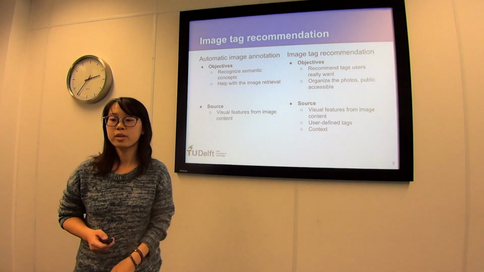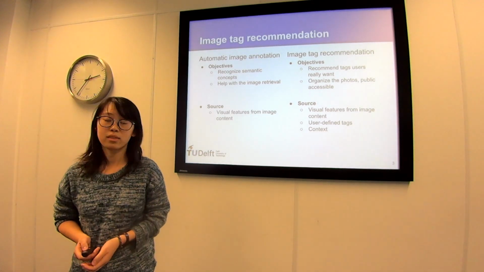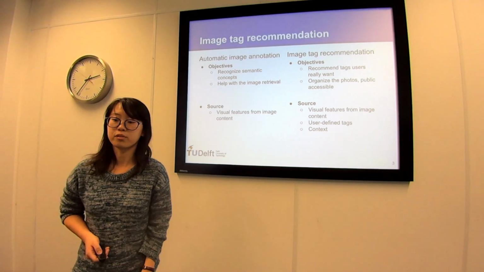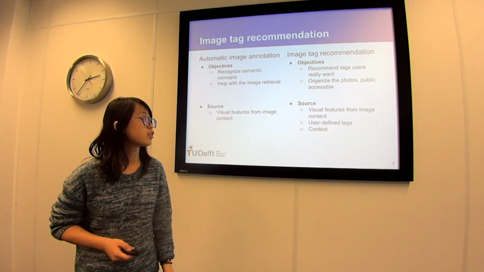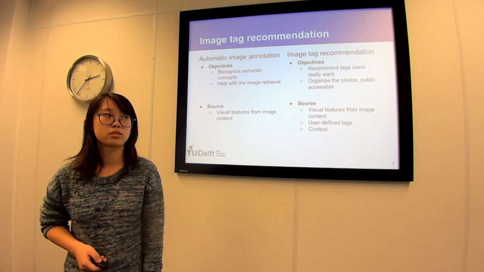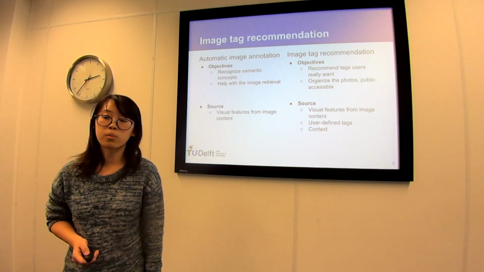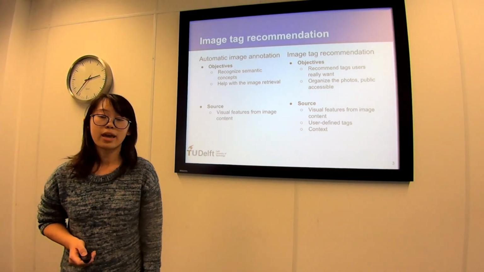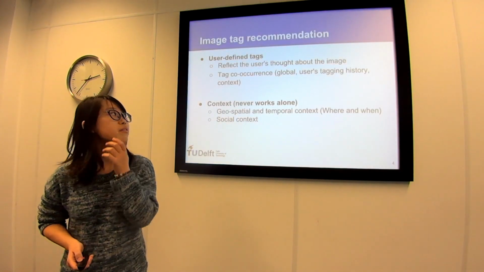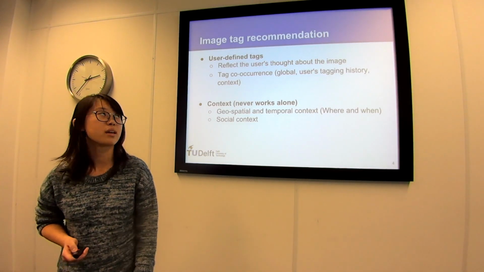Image tag recommendation can help users organize their photos and make their photos publicly accessible by other users. And for the source, it can be based not only on the visual features from the image content, but also on the user-defined text and context, such as the geospatial and temporal context, indicating where and when the images are taken, and some social context of the users. The user-defined text can be informative because it reflects the user's thoughts about the image.